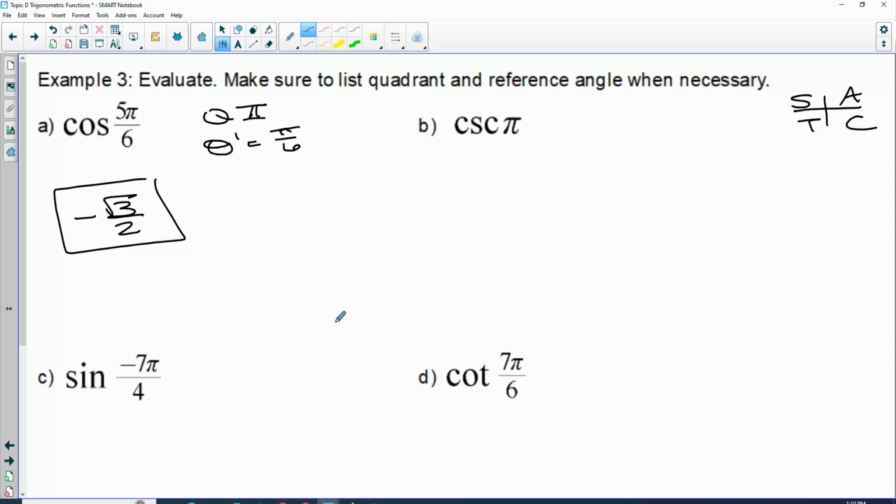Okay. So pi over 6 is like 30 degrees. Cosine of 30 is radical 3 over 2.